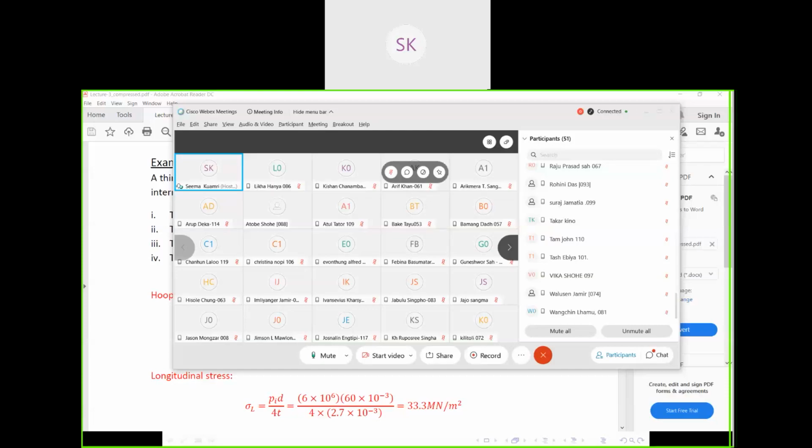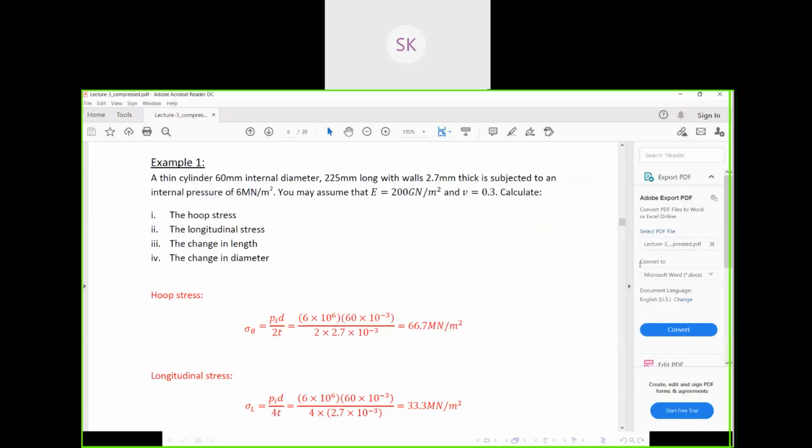Okay. Let's see this numerical. Is my screen visible? Please respond. Okay, see, they have given a thin cylinder, 60 mm internal diameter, 20 to 25 mm long, and wall thickness is given to you. And internal pressure is also given to you. These two values we'll need later on, we'll discuss.